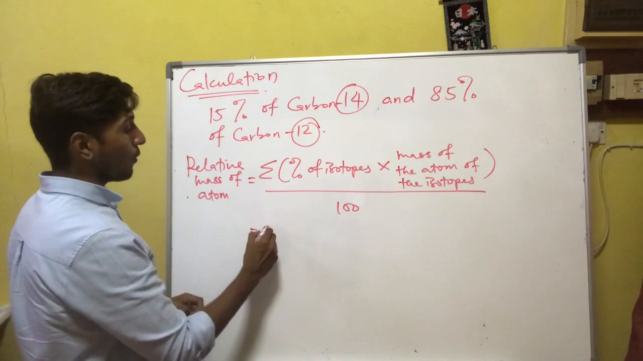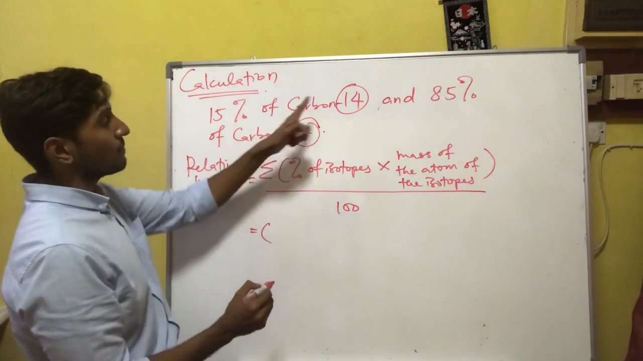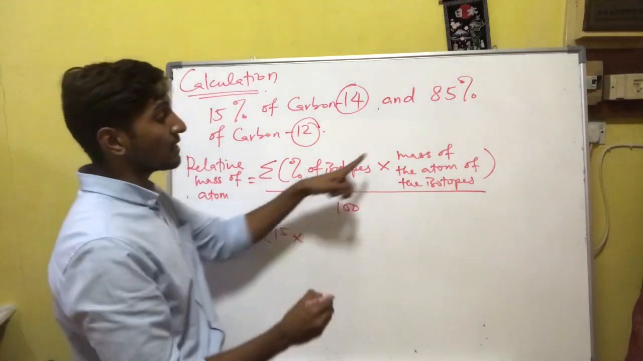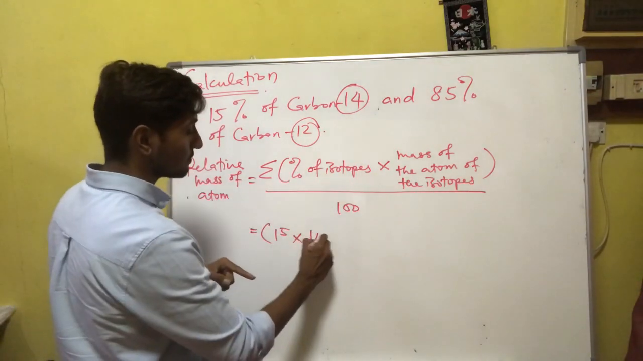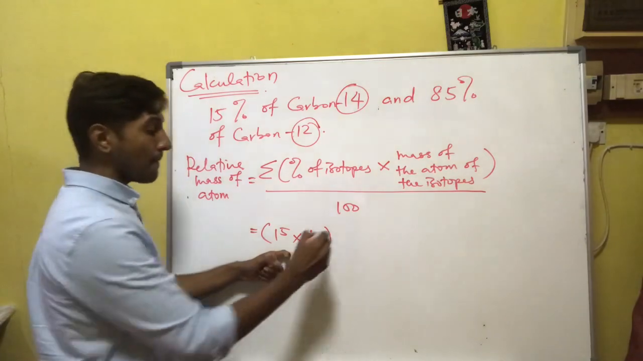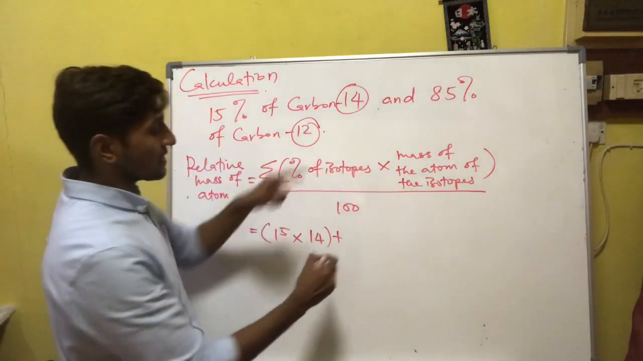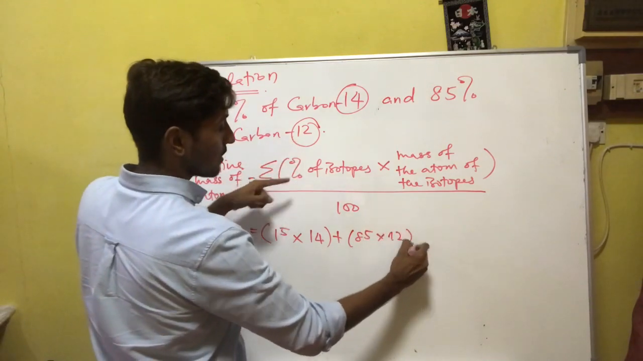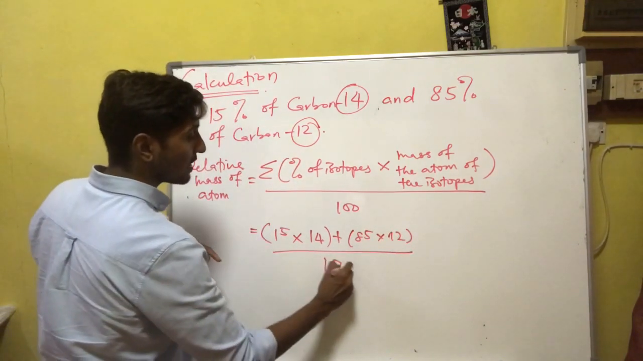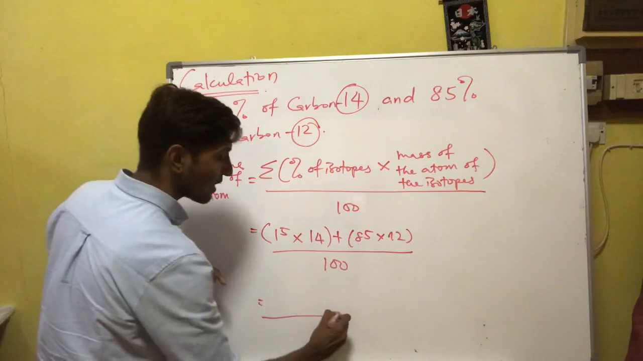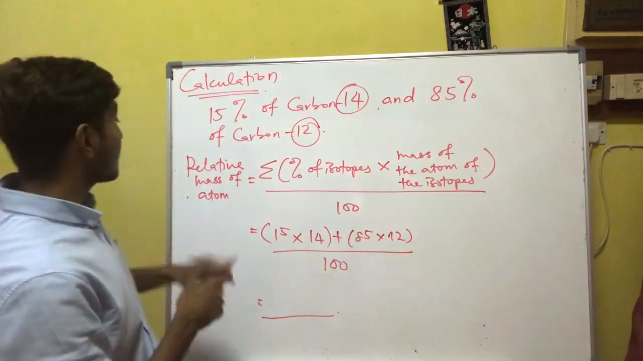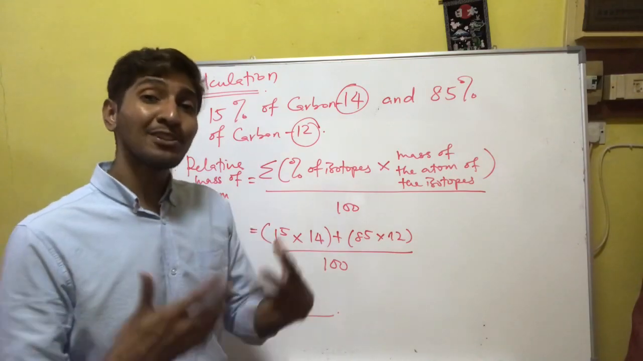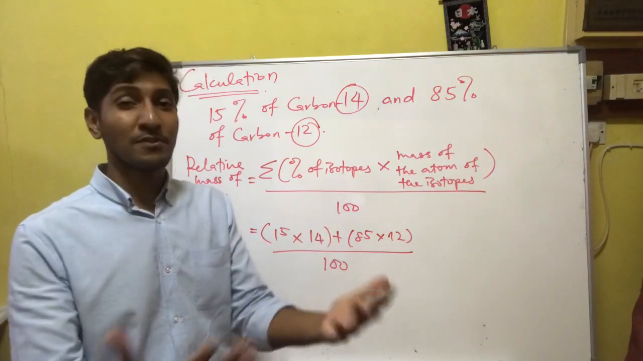So now, what is the percentage of the carbon 14 isotope? So it is 15 times the mass, which is 14, plus 85 times 12, and you divide it by 100, and the answer you get would be the relative mass of atom, or simply, it's basically the average mass of carbon per se.